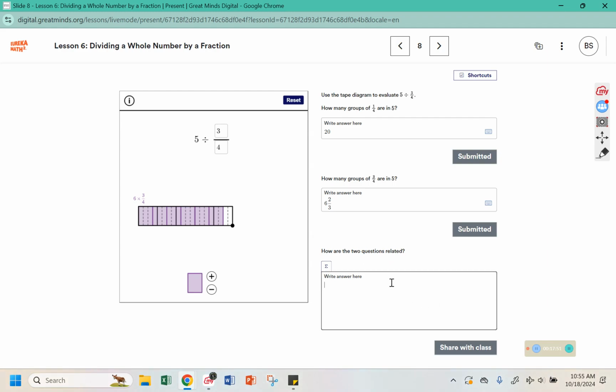How are the 2 questions related? We split both of them into 4 parts in each hole, because they are fourths. In the first, we shaded sections that were 1, and in the second problem, we shaded sections that took up 3.